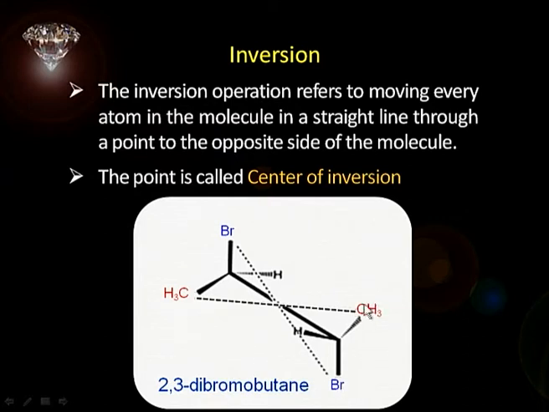Similarly, if I start with CH3 here, I move to this point and continue in the opposite direction, I come to a CH3 again. I can do the same with hydrogen and so on. If that happens, then we say we are doing an inversion operation, and the point along which we do this operation is called the center of inversion. So, that is the symmetry operation. We have a number of molecules, one of which I am showing you here. Now, we are talking about improper rotation, Sn.